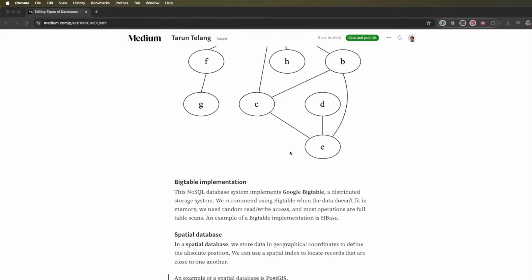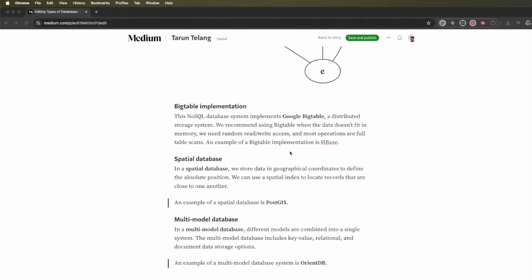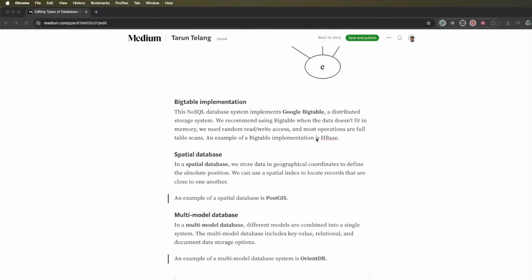Then there are big table implementations. HBase is an example, based on Google's Big Table paper. Big table. What's the focus there? These are distributed storage systems designed for data that's way too large to fit in memory, needs random access, and often involves scanning large portions of tables. Think massive data sets needing flexible schemas. Okay, so handling truly enormous scale again. Yes, and the range keeps going.